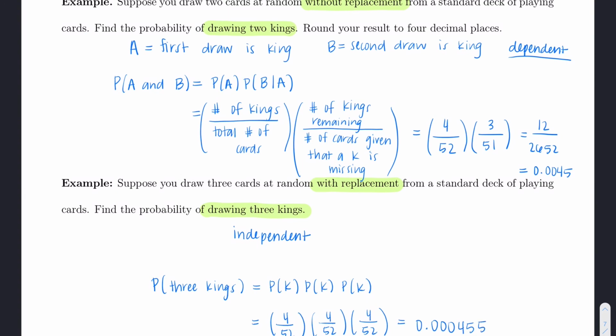One important thing to note here is that without replacement means that your events are dependent. But when you're sampling with replacement, your events are independent.